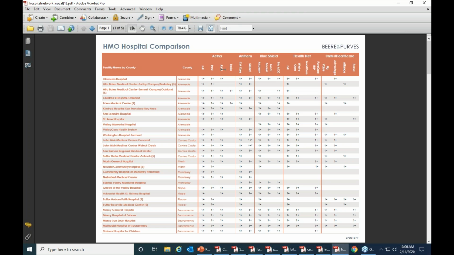So you enroll me, I'm all set, and I go to Alta Bates, and all of a sudden, you see how this is blank here? This means that the Alta Bates Center in Berkeley is not in network with the Aetna Value Network.